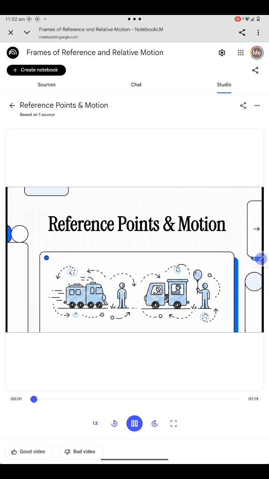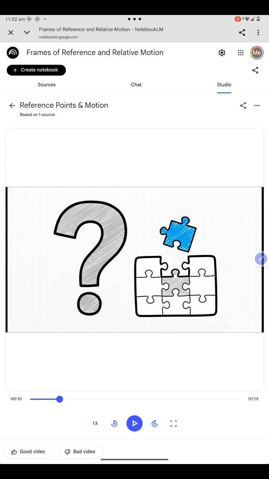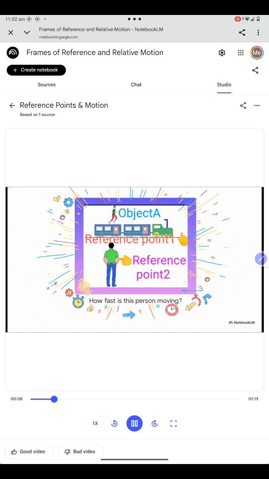Today, we're tackling a simple question about motion, but, well, the answer's kind of surprising. Okay, let's dive in. Look at this person running on the train. How fast would you say they're going?